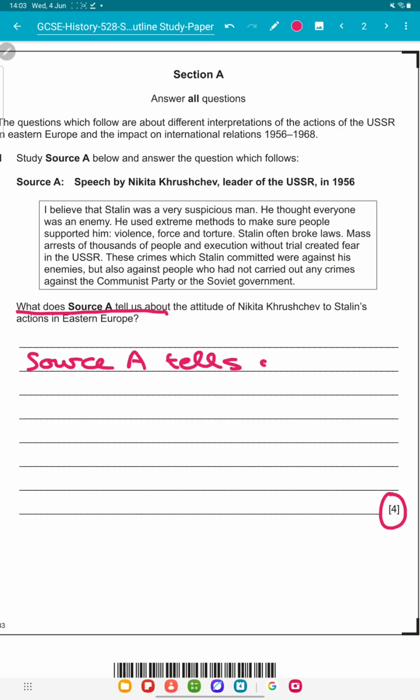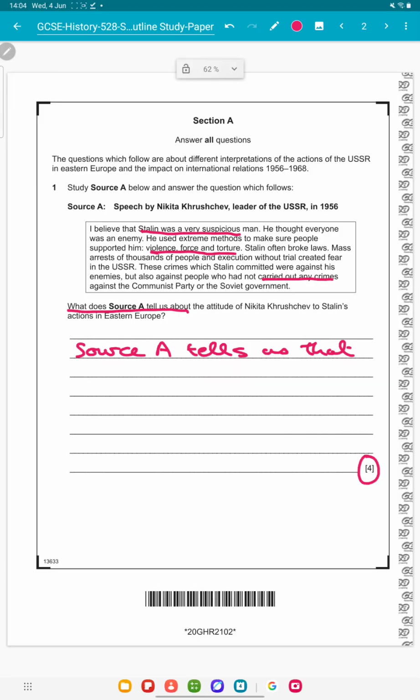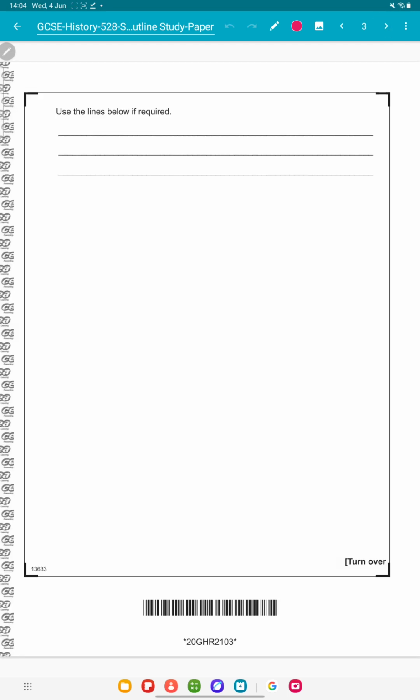that, and you need to be picking wee snips from the source, like Stalin was a suspicious man, or he used violence, force, and torture, or he carried out crimes. There you are, carried out crimes. So things like that, you're picking out. Source A tells us that Khrushchev thinks that Stalin was this, Stalin was that. Try and pick 2, 3 things out of the source that it tells us about that issue.